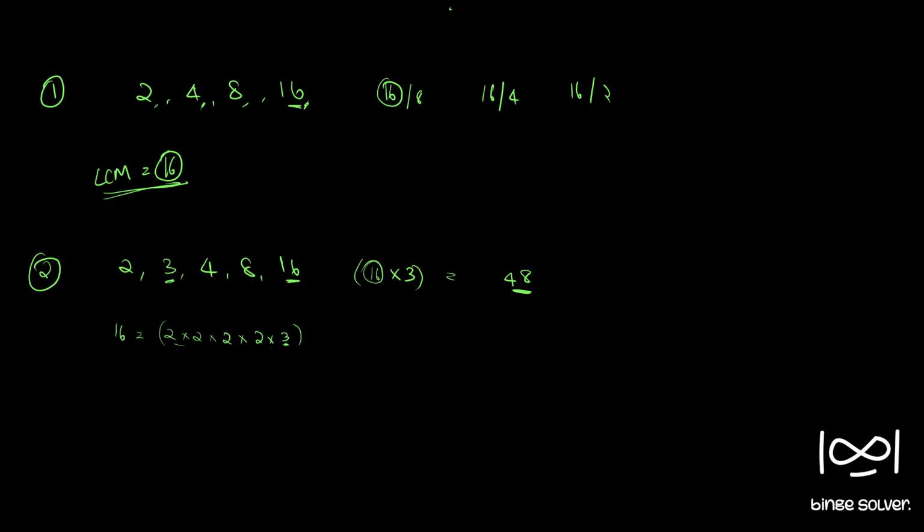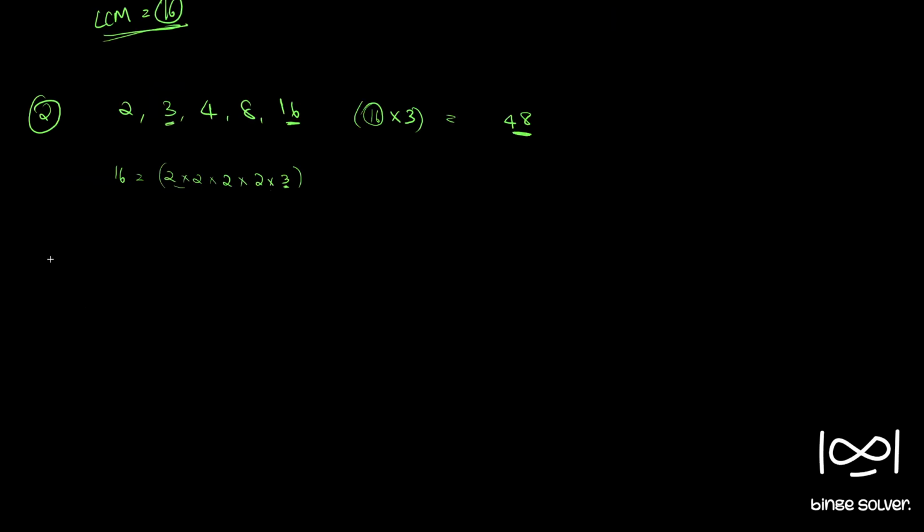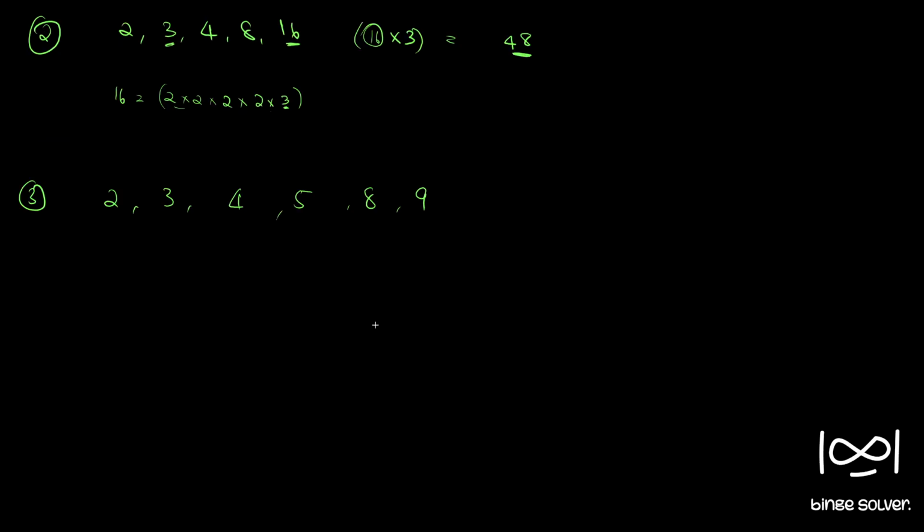So we'll look at another case where there is no pattern like this and we are given some mixed numbers: 2, 3, 4, 5, 8, 9. We are given this many numbers. Now we'll see how we can find the LCM in such a case. For that, we could do one thing: we build up like this, right? We can build up the numbers from here.